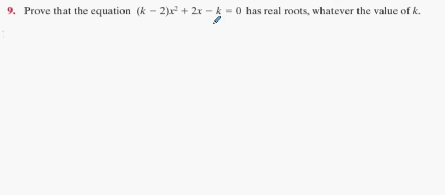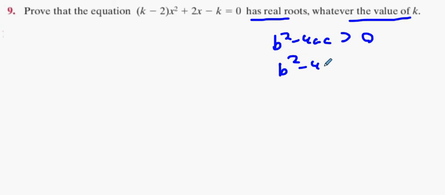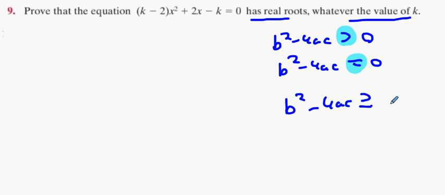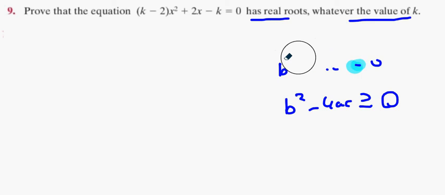Question 9. Prove that the equation has real roots. What's the criteria for real roots? They can be two distinct roots, or they can be equal roots. Does anybody know how to combine these two together? What can you say instead? b squared minus 4ac greater than or equal to 0. That's what you're doing. Get your a, b, and c values and see what you come up with. Okay?